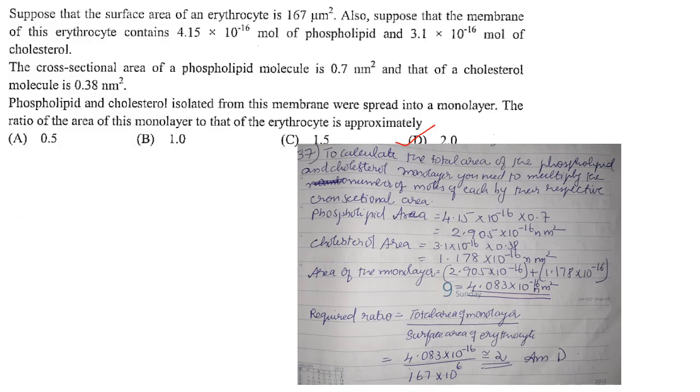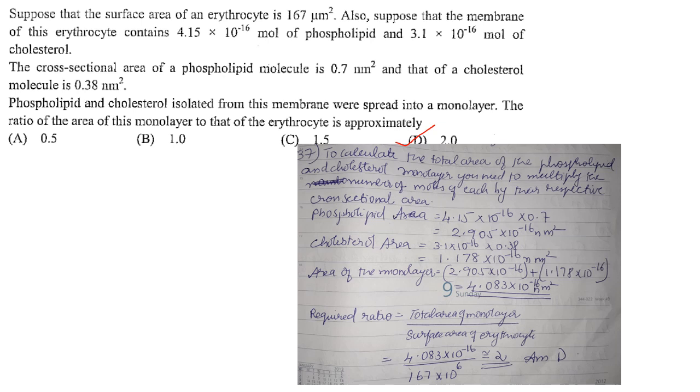Then next one. Suppose the surface area of an erythrocyte is 167 micrometer square. Also suppose that the membrane of this erythrocyte contains 4.15 into 10 raised to minus 16 mole of phospholipid and 3.1 into 10 raised to minus 16 mole of cholesterol. The cross-sectional area of a phospholipid molecule is 0.7 nanometer square and that of cholesterol molecule is 0.38. Phospholipid and cholesterol isolated from this membrane were spread into a monolayer.